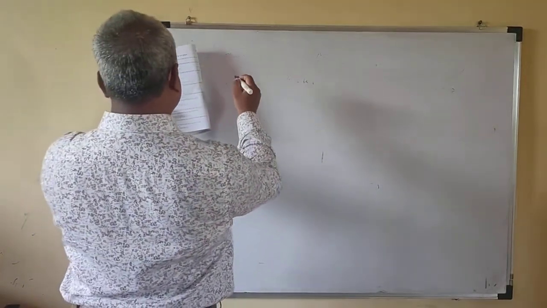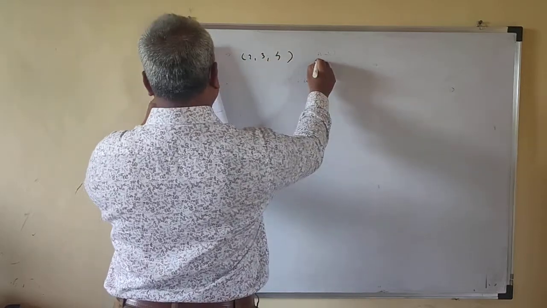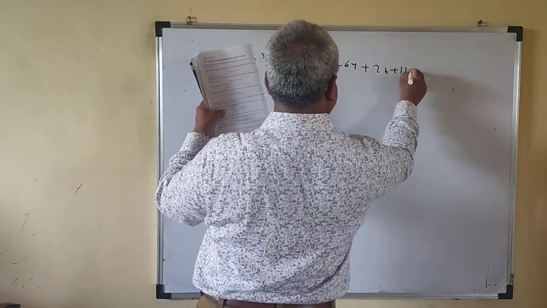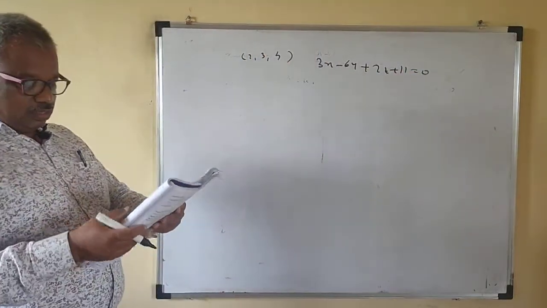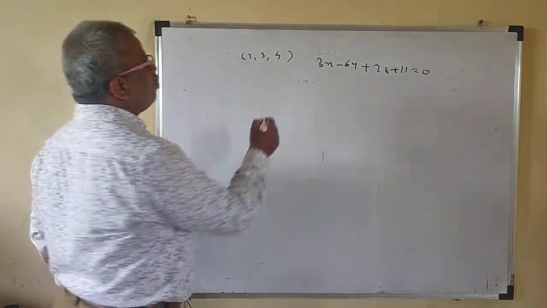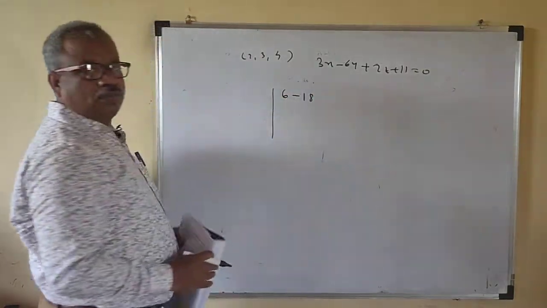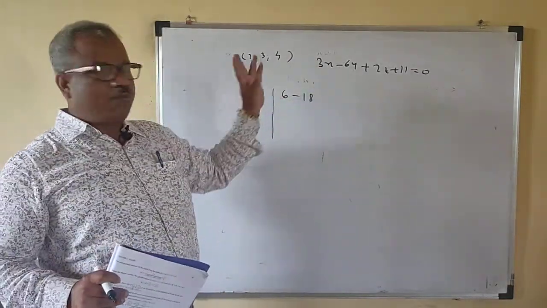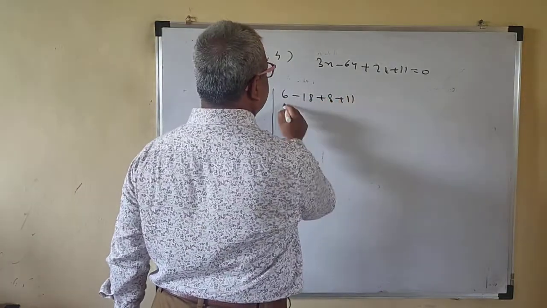So suppose we have the point (2, 3, 4) and the plane is 3x minus 6y plus 2z plus 11 is equal to 0. I want to find the perpendicular distance of the point from this plane. So we just have to write this: replace x, y, z with 2, 3, 4. So 6 minus 18 plus 8 plus 11.